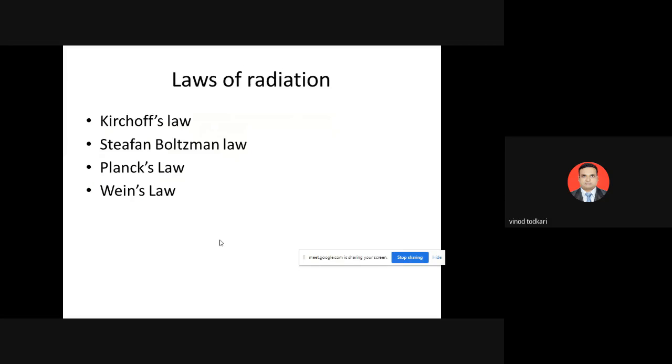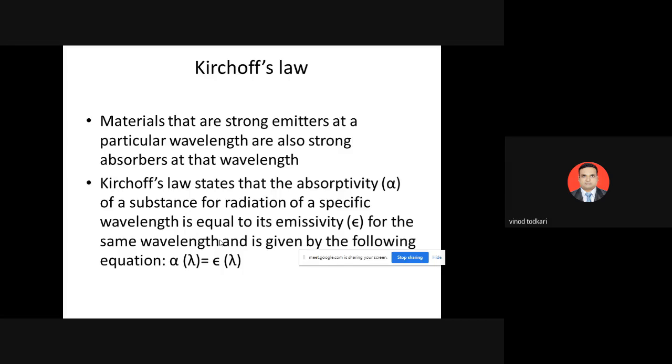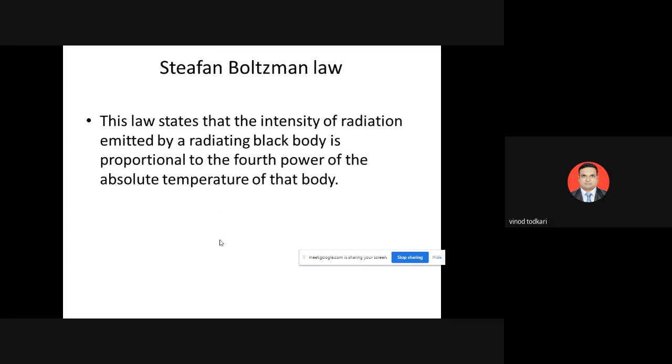And at the end, we have seen four laws of radiation, the laws governing radiation. Kirchhoff's law, simply speaking in mathematical terms, is alpha lambda equals epsilon lambda. Alpha is absorptivity, epsilon is emissivity, and lambda is wavelength. So Kirchhoff's law states that the absorptivity of a surface for radiation of a specific wavelength is equal to its emissivity for the same wavelength. So alpha lambda is equal to epsilon lambda.